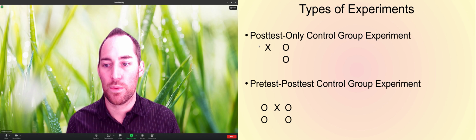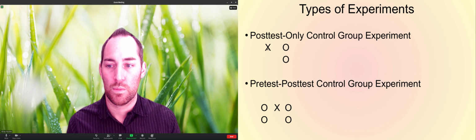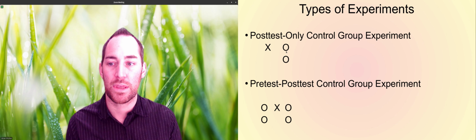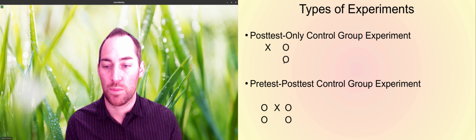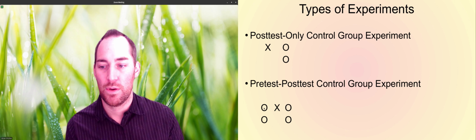So post-test only, you've got your 2 groups. One gets a treatment and then both get a post-test. So there's no pre-test here. You're just comparing their scores in this group to the scores in this group. So hopefully you've randomized. Here you have a pre-test post-test group.